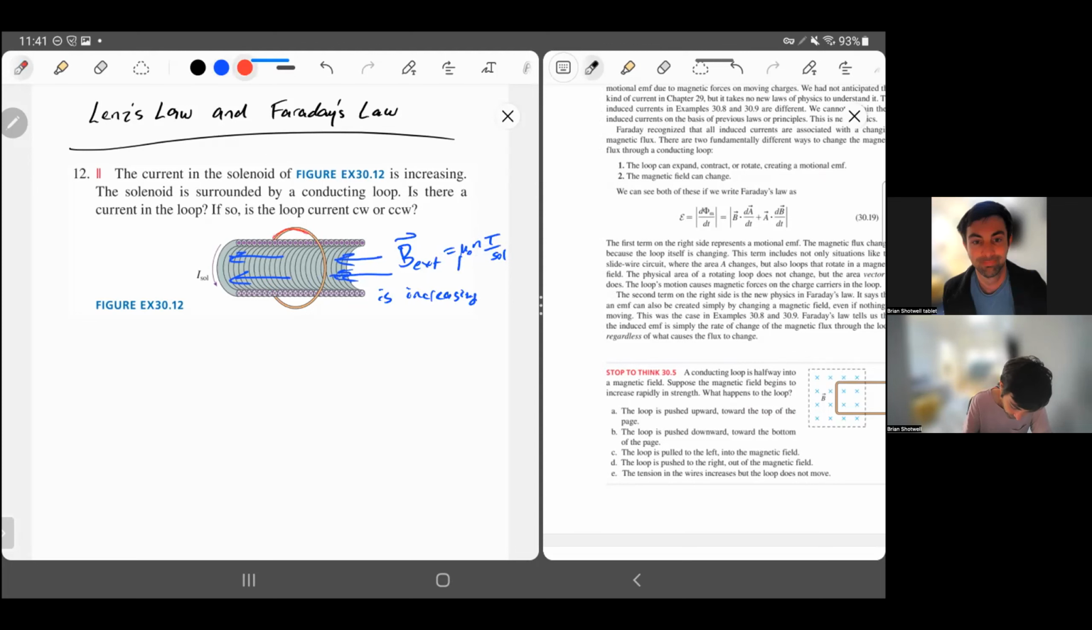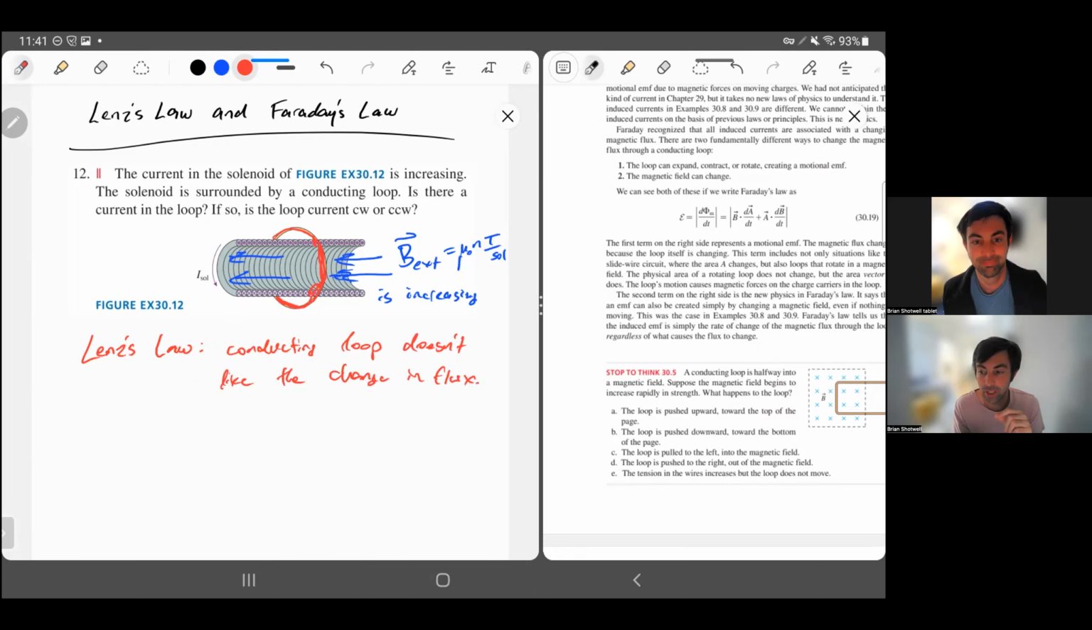So looking at it from the perspective of this conducting loop, there's an increasing magnetic flux through that red loop that's pointing to the left. So what Lenz's law tells us is that the conducting loop doesn't like the change in flux, and it does whatever it can to try and stop it. So there's an increasing magnetic flux pointing to the left. It's going to try and create a current that fights it, that points to the right.